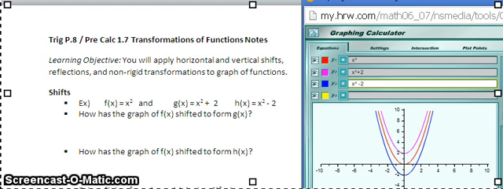This is going to be part 1 of the video, and what we're going to be doing is piggybacking off of the last concept we talked about, which was graphing parent functions, and we're going to now start to make some transformations. So we're going to talk about horizontal and vertical shifts, so moving the graph left and right. We're going to talk about reflections, so reflecting along the x or y axis, and non-rigid transformations means shrinking or expanding the graphs.